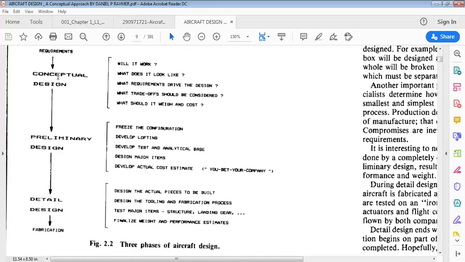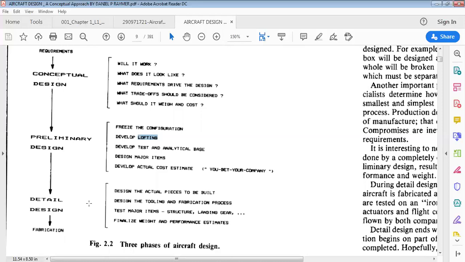So the first one is what? Requirements, conceptual design. Then in the preliminary design, we are freezing the configuration and developing the lofting. What is lofting? Lofting is nothing but a mathematical modeling of the skin of an aircraft. It is called lofting here. And in detailed design, we design the actual pieces to be built, and design the tooling and fabrication process. These are all in the detailed design.